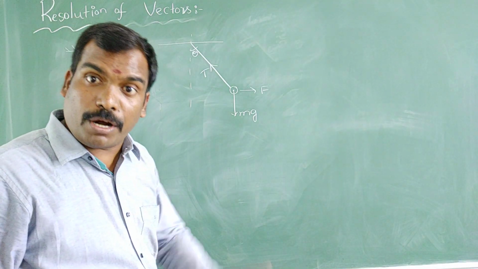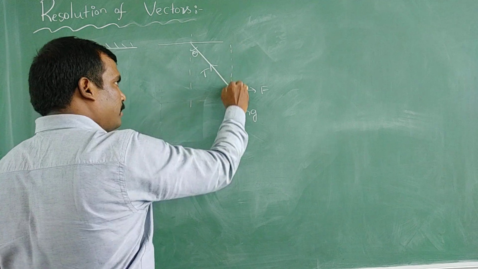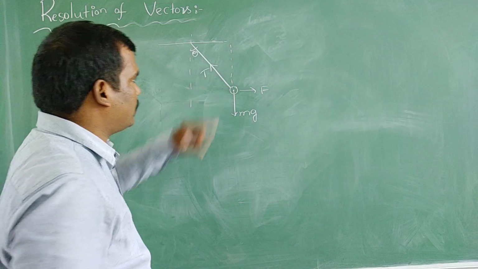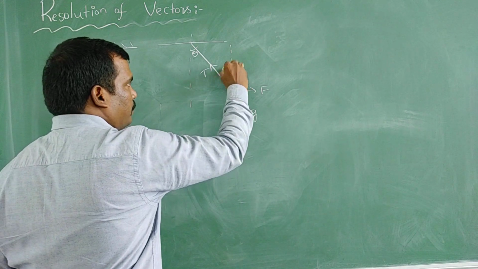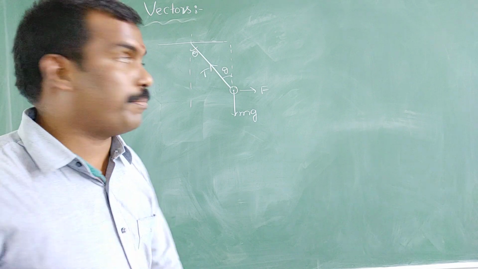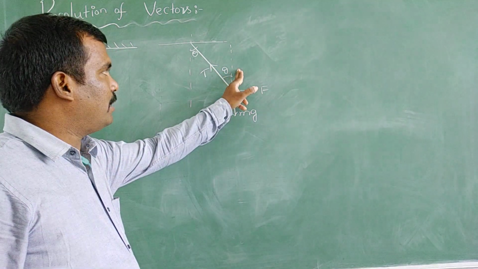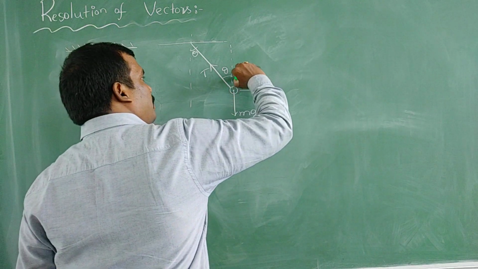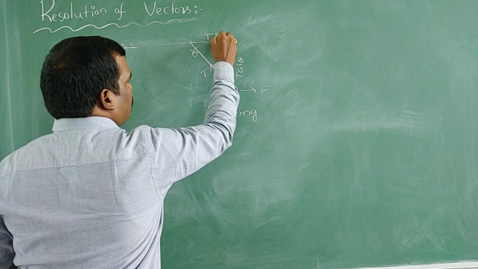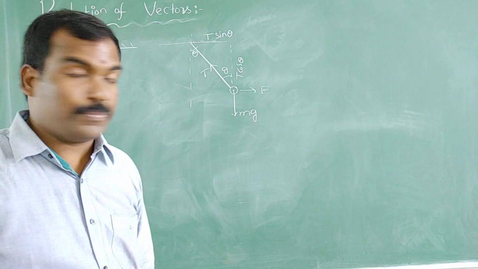Immediately what we have to do is go for resolution of vector. I am drawing one dotted line here. Now this angle and this angle are the same, opposite angles are the same here. Now I am resolving tension into two components. Here the hypotenuse is tension. Here you can write T cos theta, and here it is T sin theta.